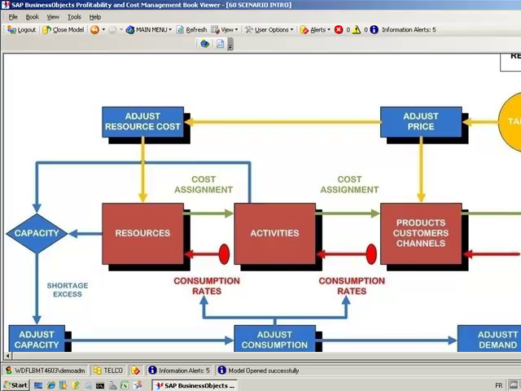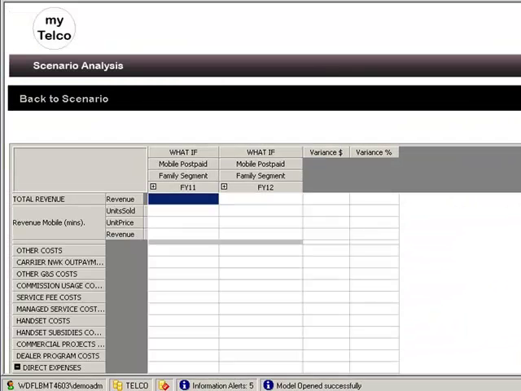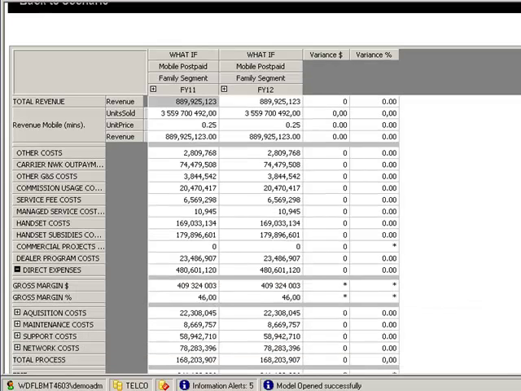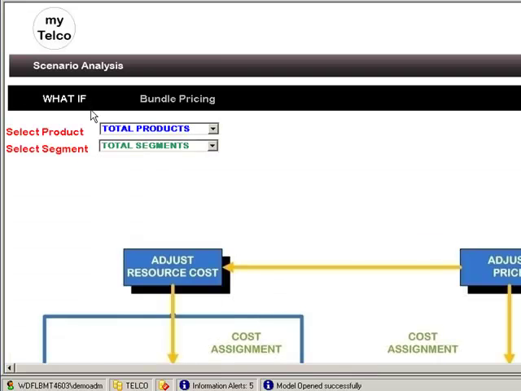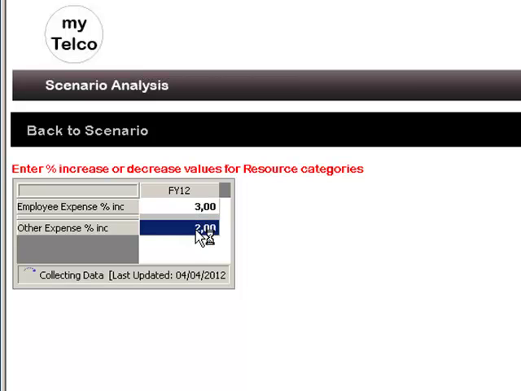Besides PCM being able to push costs with activity-based costing, PCM can also pull and push costs. So here I'm looking at last year's P&L and the what-if analysis, and to start with, all variances are at 0. So let's take some global assumptions here. For example, in terms of employee expense, I will increase it by 3% for next year, and for the other expenses by 2%.